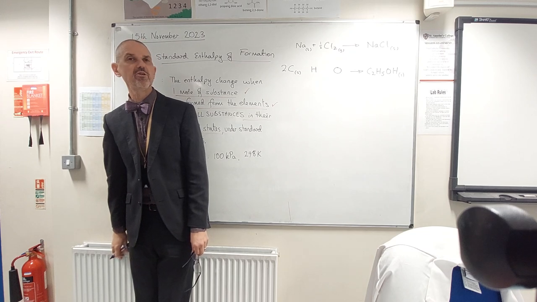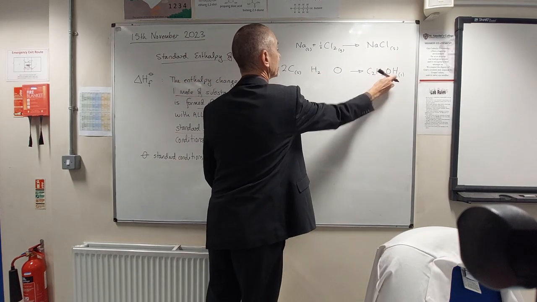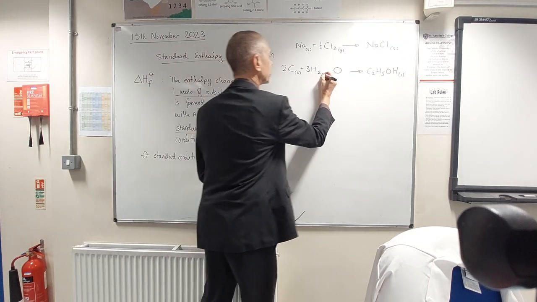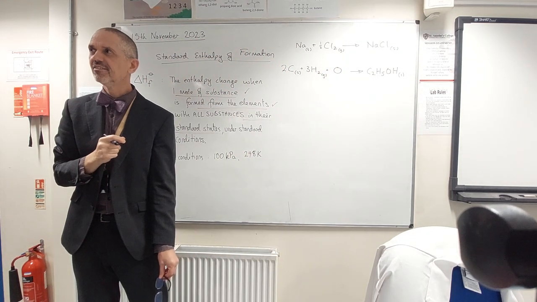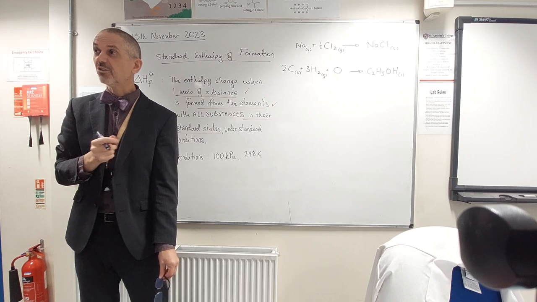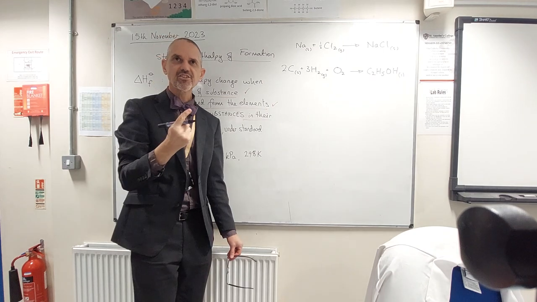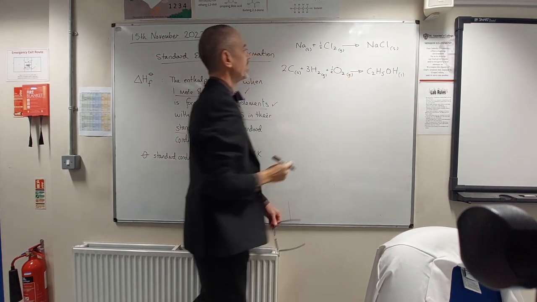Hydrogens. What's the form of hydrogen in its elemental form? H2, H2 gas. So I've got six hydrogens, so I'll need three of those. And I just said it's a gas. And oxygen is O2. I need how many? One. So it's got to be a half oxygen gas.